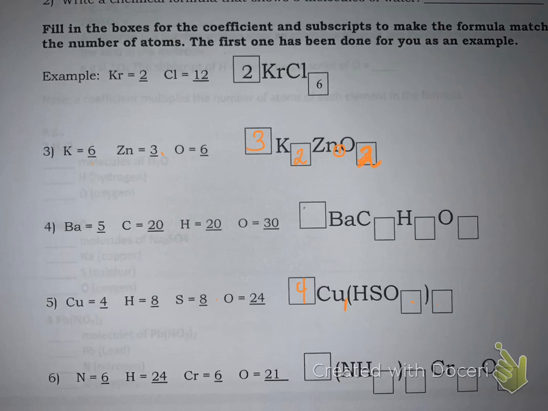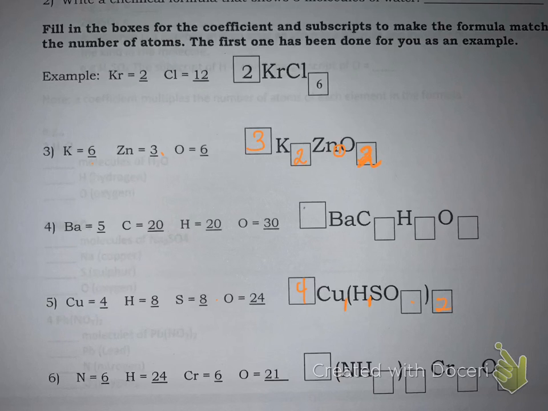And then let's take a look at the H. Got a total of 8. That is an invisible understood 1. 1 times something times 4 equals 8. So 8 divided by 4 is 2. 2 divided by 1 is 2.